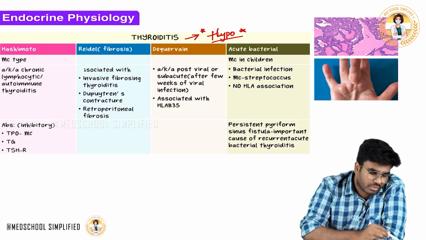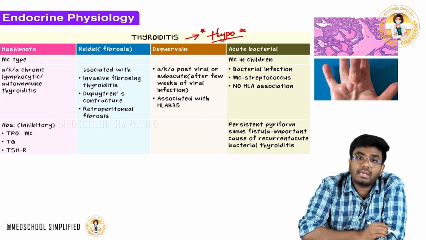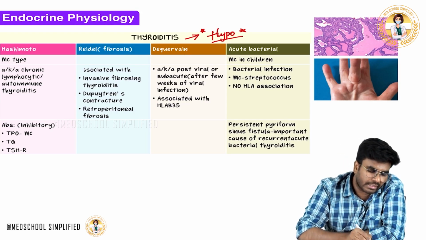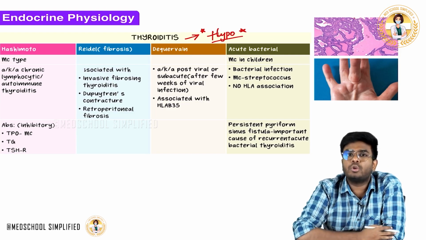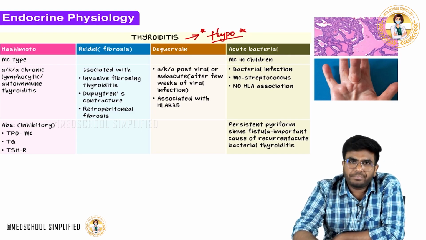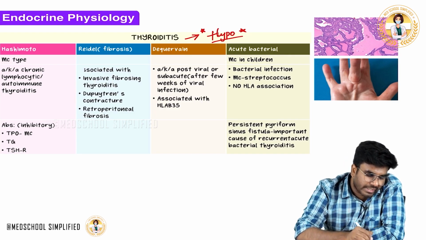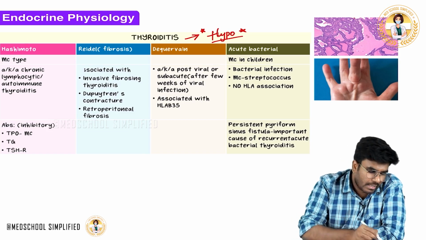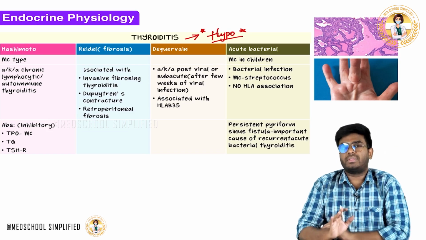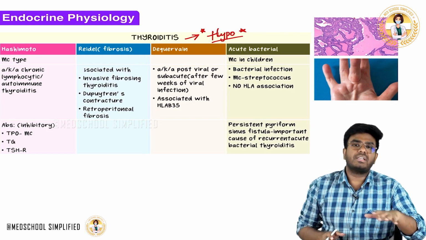Now, let us see how many different types of thyroiditis there are. There is Hashimoto's thyroiditis, Riedel's or fibrosing thyroiditis, de Quervain's thyroiditis and acute bacterial thyroiditis. Out of these, bacterial thyroiditis is not that important. I want you to know Hashimoto's, Riedel's and de Quervain's, very, very important. Now, what is the cause of Hashimoto's thyroiditis? It is the most common thyroiditis.